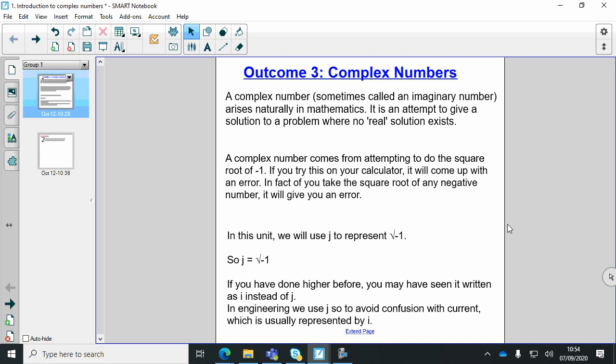If you have done Higher before, you may have seen it written as an i instead of a j, the i being an imaginary number. But because we're working in an engineering context, we use j to avoid confusion with current, which is usually represented by I. So the convention we will be using is j. Let's see where a complex number comes from.